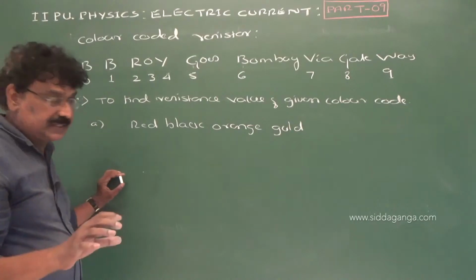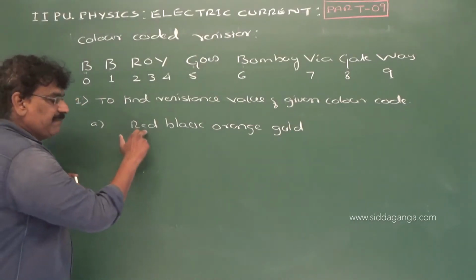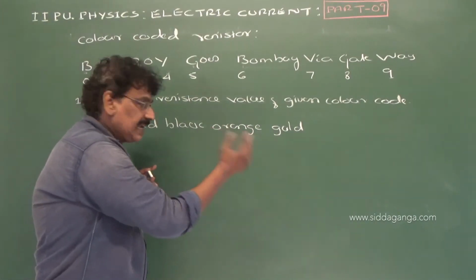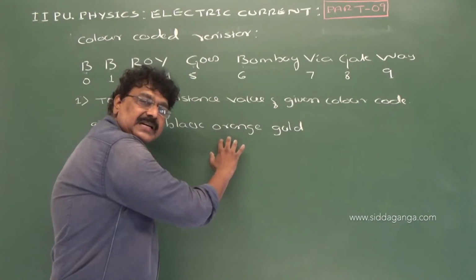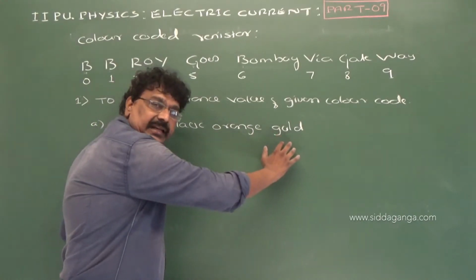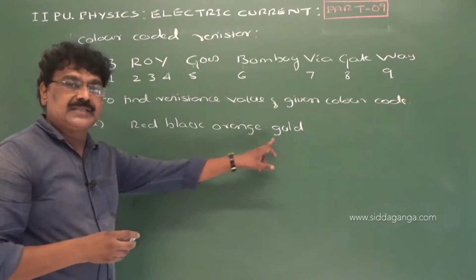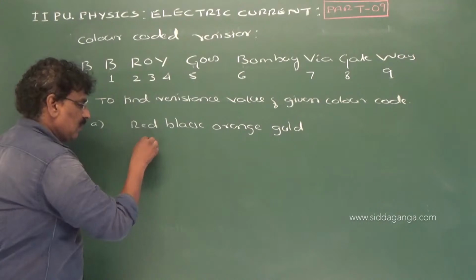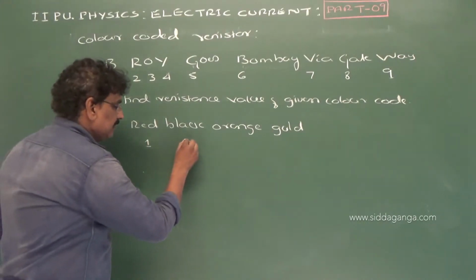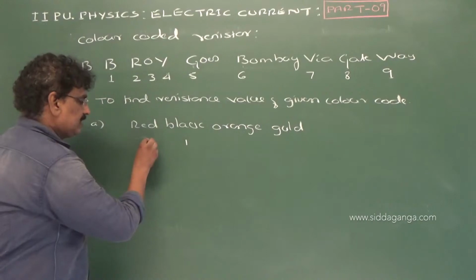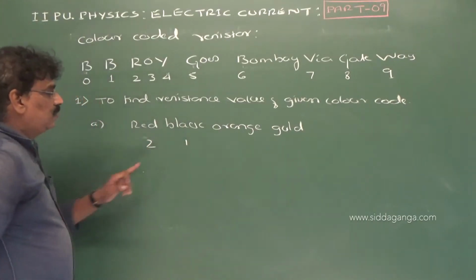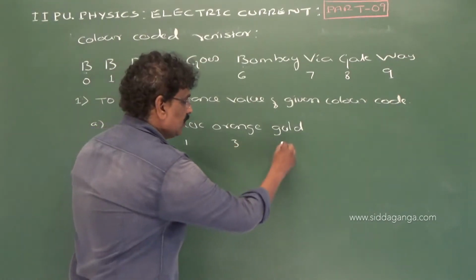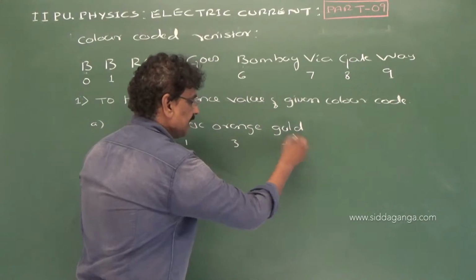We know the rules. Here the first color represents the first digit, the second color represents the second digit, the third color represents the multiplication factor, and the fourth one represents the tolerance. Here red is 2, black is 0, orange is 3. So gold is plus or minus 5%.